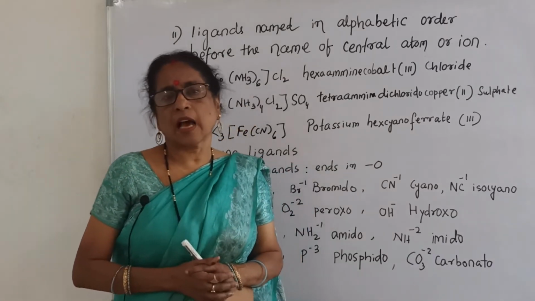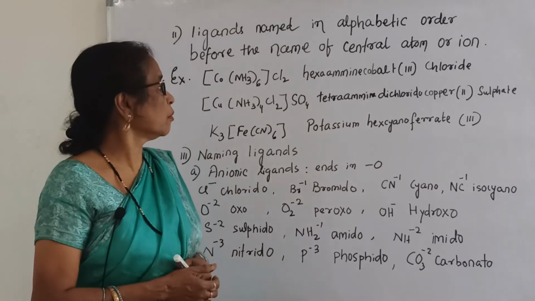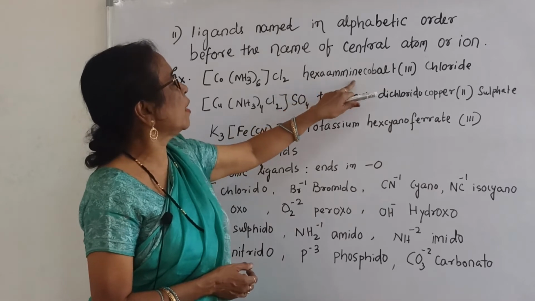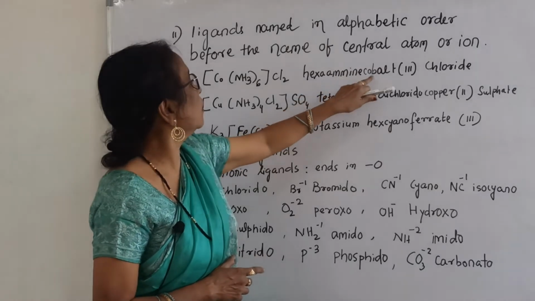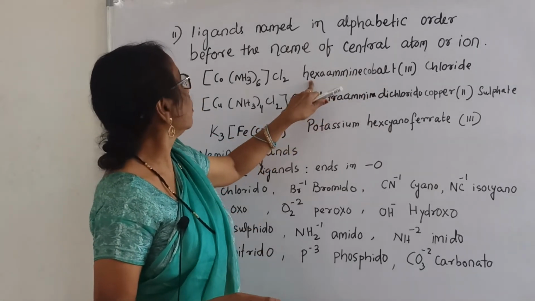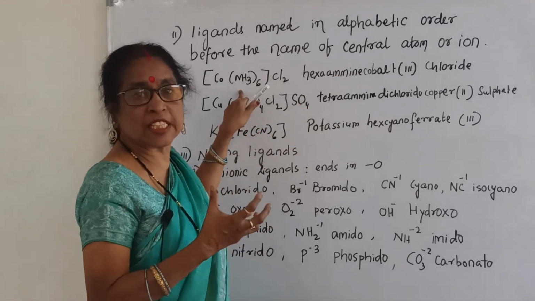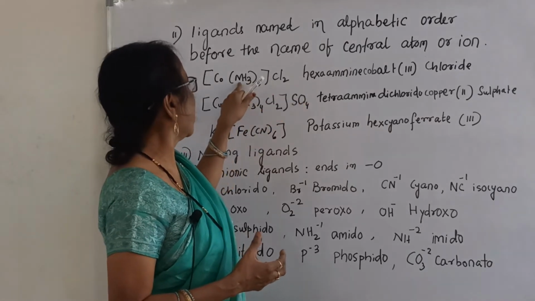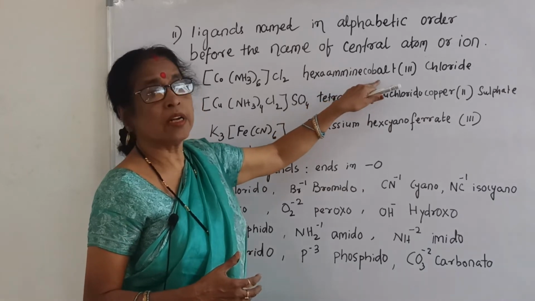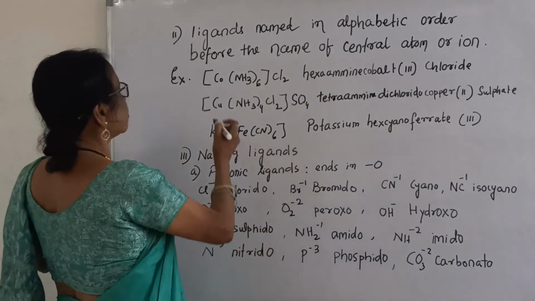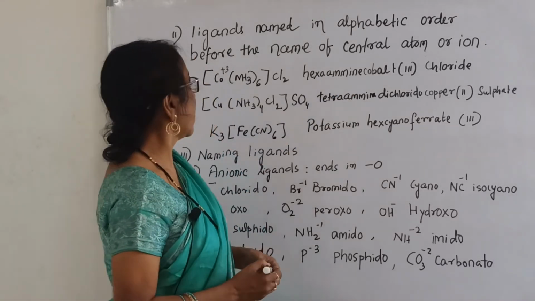Ligands are named in alphabetical order and before the name of the central metal atom. Now see here, hexaamine cobalt. Cobalt is the central metal atom, and before the central metal atom we put hexaamine. That means amine is 6 times, 6 amine. So for NH3, the proper ligand name is amine, hexaamine cobalt 3. Here it comes to 3. That means here the cobalt 3 chloride.